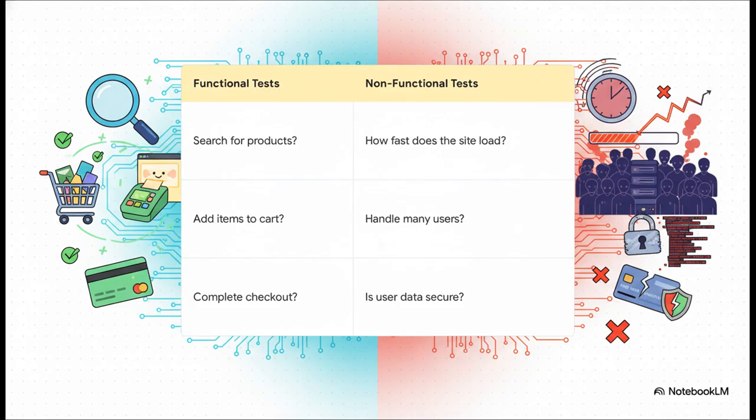But then look over on the right. If the site is painfully slow, or if it crashes during a big sale, or, worst of all, if it leaks your credit card data, does it even matter that the other parts work? You need both to have an app that people will actually trust and use.